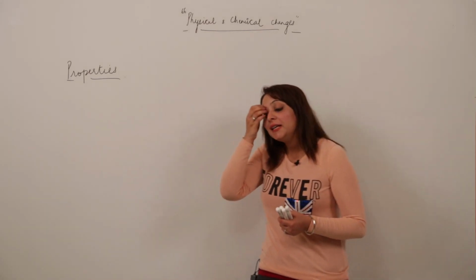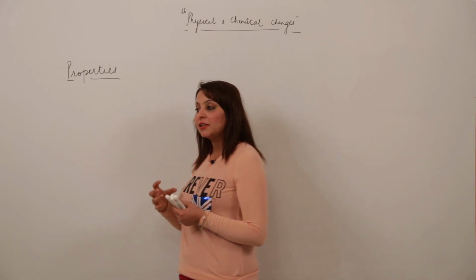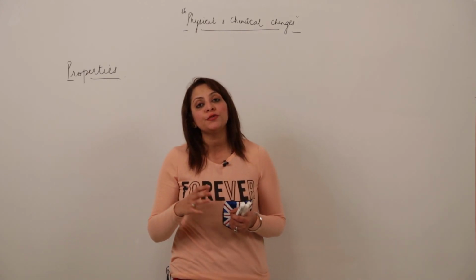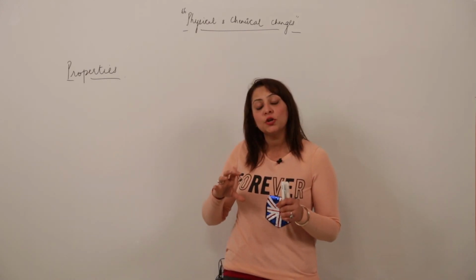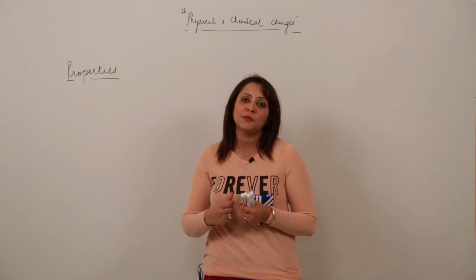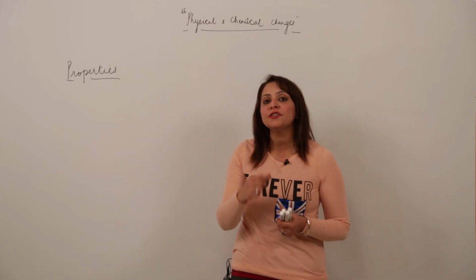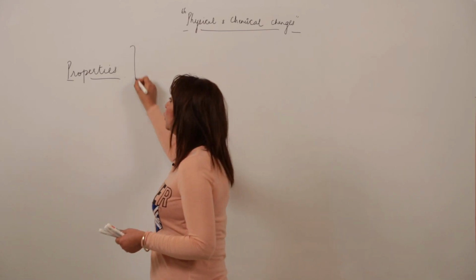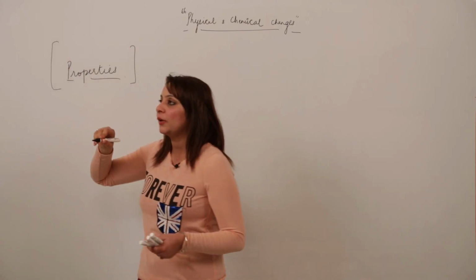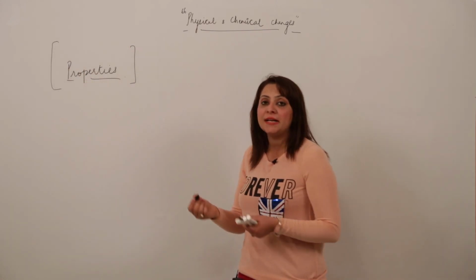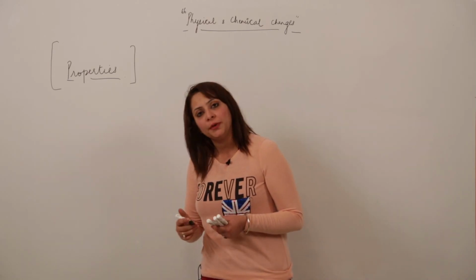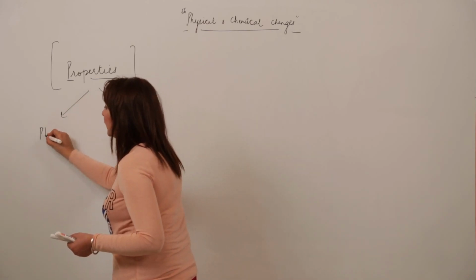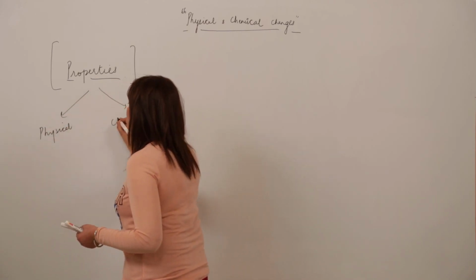So any substance has certain characteristics, certain qualities, due to which it can be distinguished from the others. Those properties govern the identity of that substance. The particular qualities possessed by a substance are called its properties. We have two kinds of properties: physical properties and chemical properties.